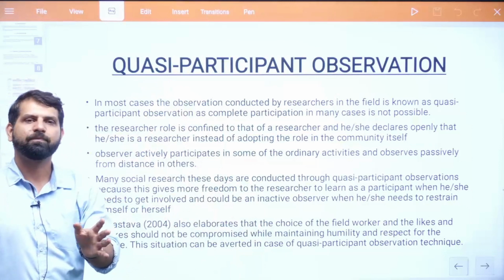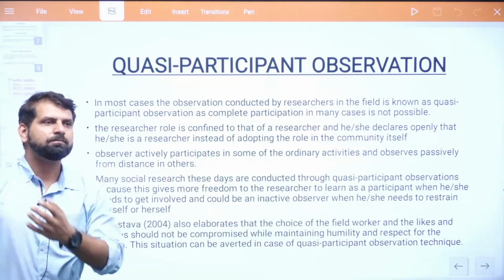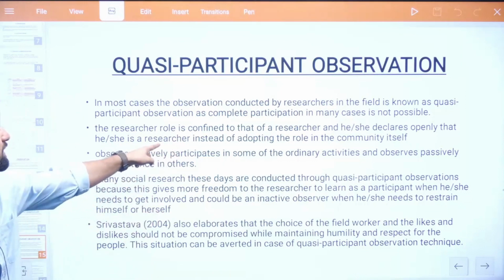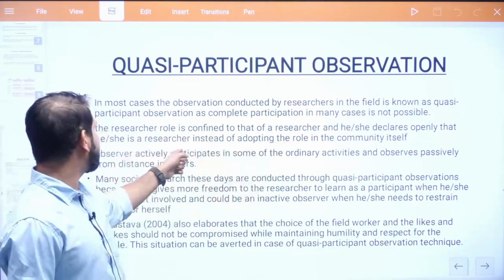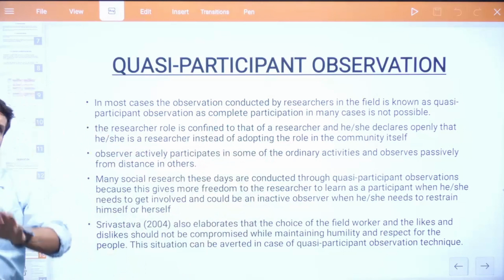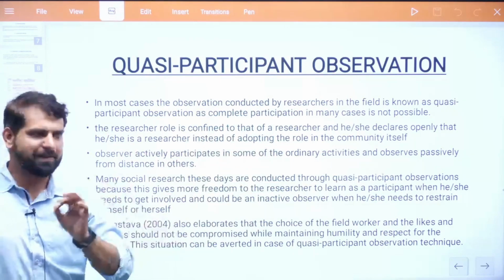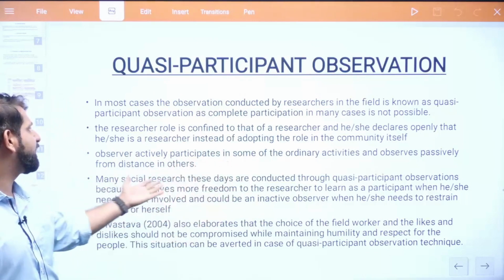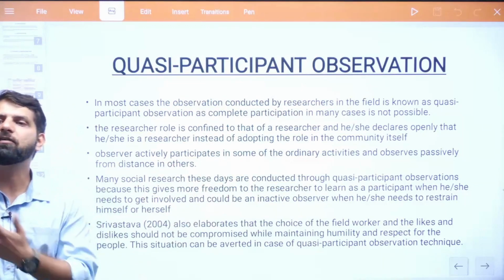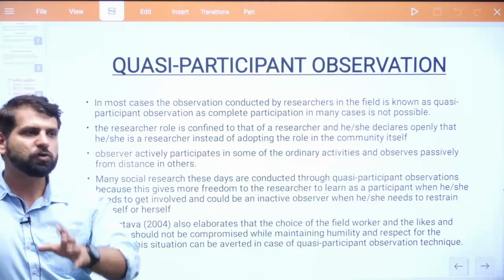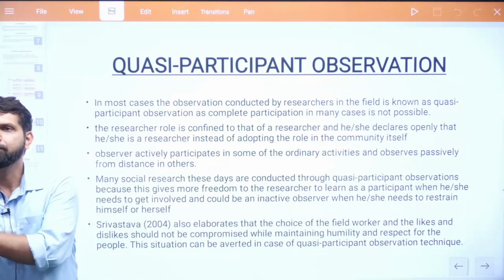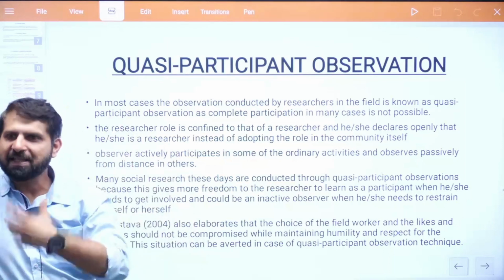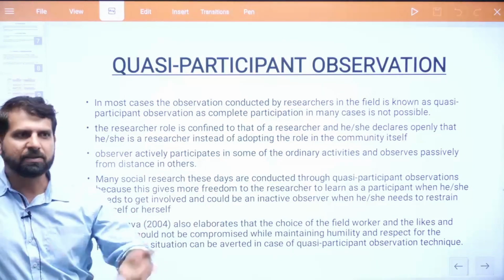Quasi means what? Partial. It's partial. Okay. The researcher role is confined to that of researcher, and she declares openly that she is a researcher instead of adopting a role in the community itself. So you have clearly told them that you are a researcher. You have come here for a specific purpose. Okay. You actively participate in some of the ordinary activities and observe passively from a distance in others. Just like in the case of Clifford Geertz, the Balinese cockfight. He saw that cockfight happening in front of him, how the cockfight was happening, how the police came, how people ran away. But was he involved in raising a cock and sending it for a fight?